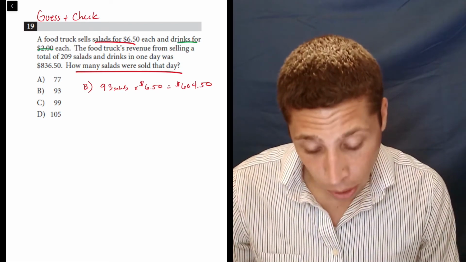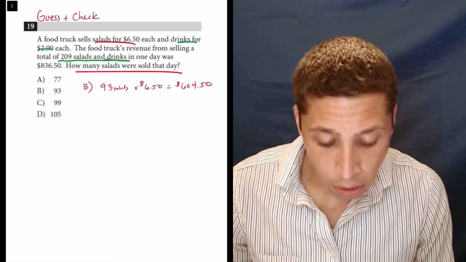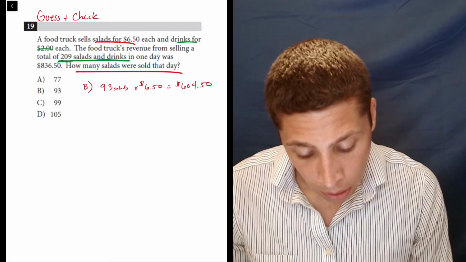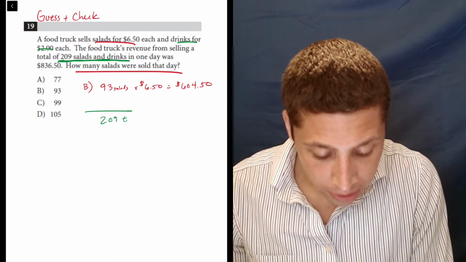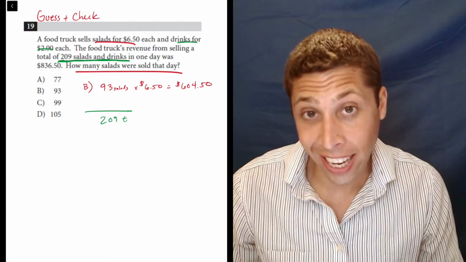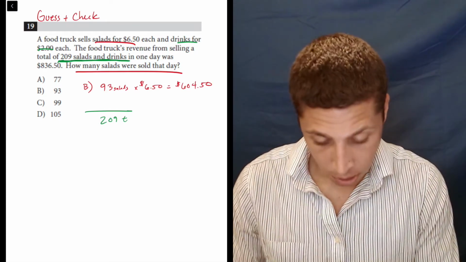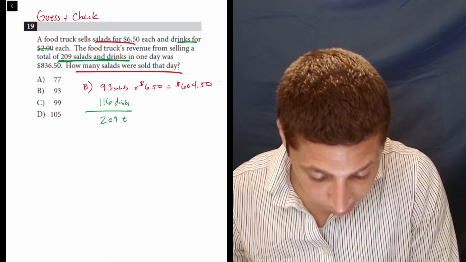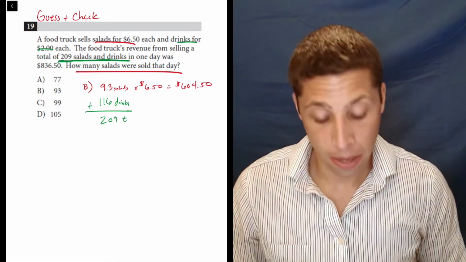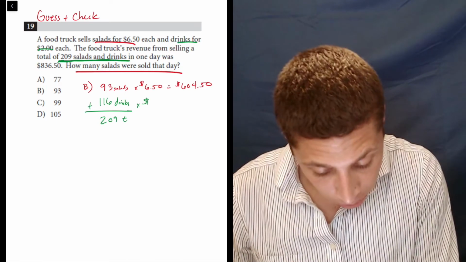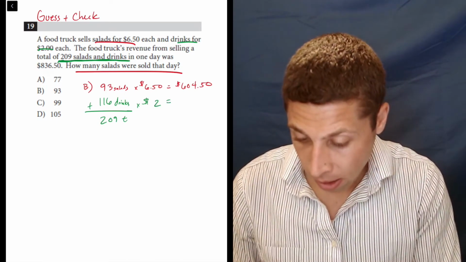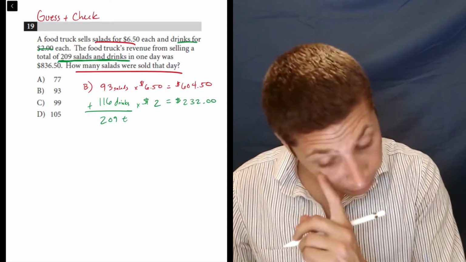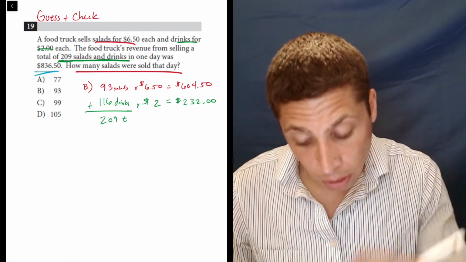Now, it also says something about drinks, and they're selling for $2 a piece. There's a couple ways to go with this. This is the way that I always go. I see that there are 209 salads and drinks together. So in total, I need 209 salads and drinks. I've already got 93 salads, so let's do a little subtraction. 209 minus 93 means 116 drinks, right? They add up to 209. Now I see $2 per drink, so that's going to be $232.